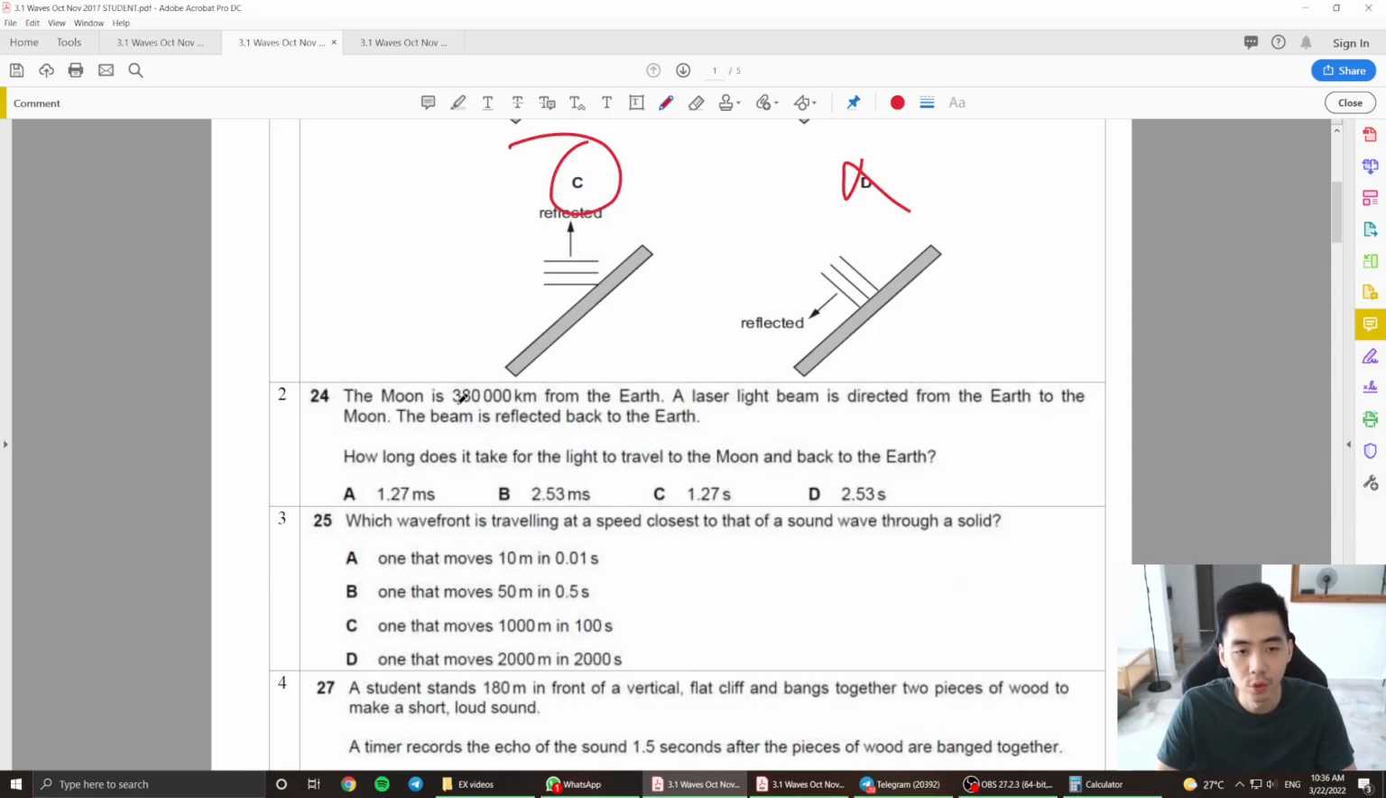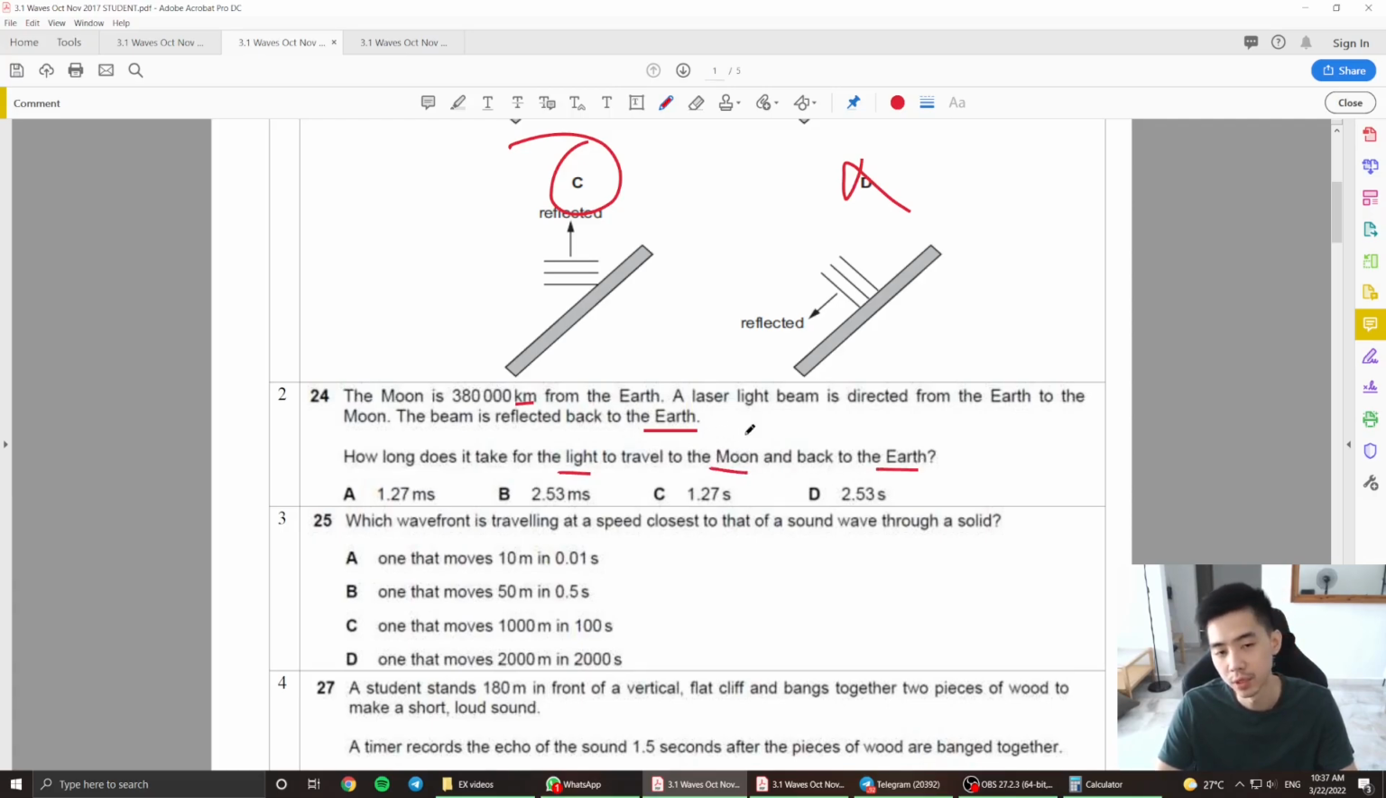Okay, then after that, the moon is 380,000 kilometers from the Earth. A laser beam is directed from the Earth to the moon. The beam is reflected back onto Earth. How long does it take for the light to travel to the moon and back to the Earth here?